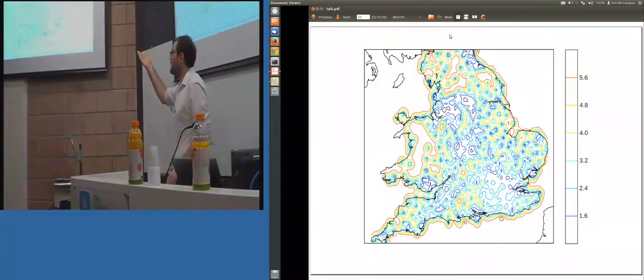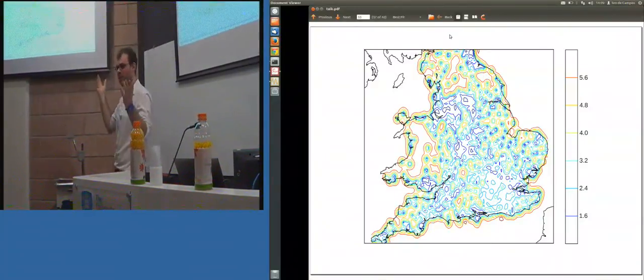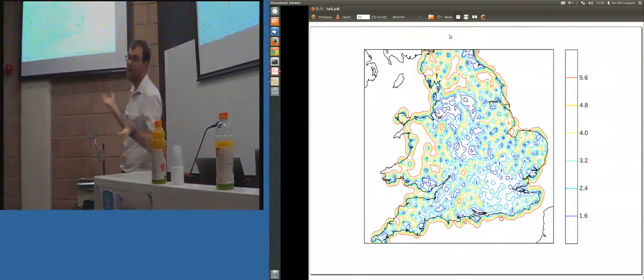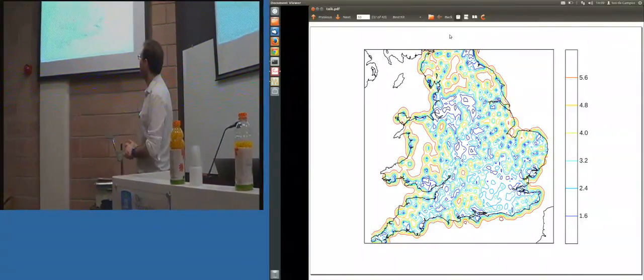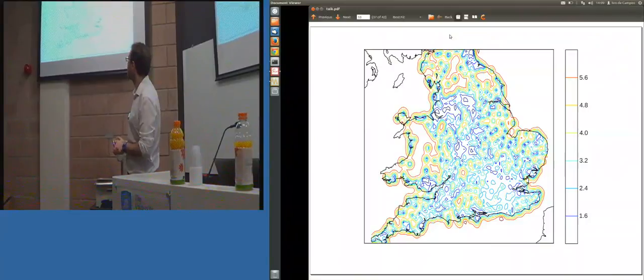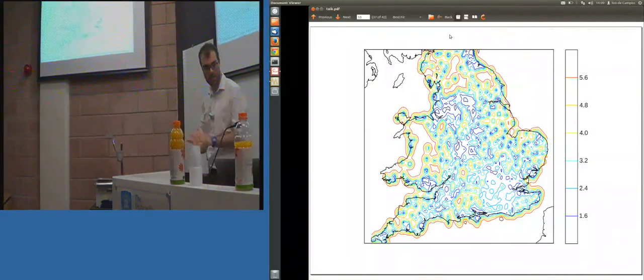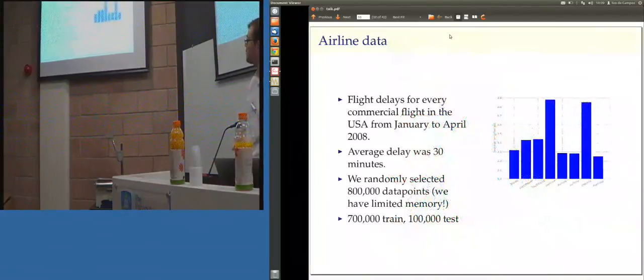Of course, I can get the predictive variance. So this is the marginal of the predictive variance. It's high where nobody lives because there's no data there. Like in the sea, it's high. In national parks in Wales, it's high. And in other places where nobody wants to live, it's high. That's exactly what you would expect it to do.